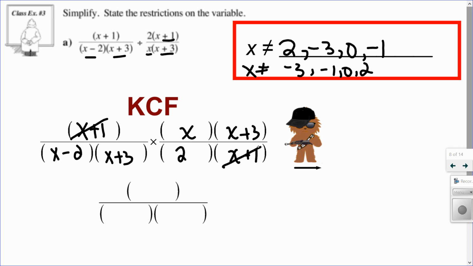X plus 1, x plus 1, x plus 3, x plus 3. It looks like that's it. So I'm left with x over 2 times x minus 2. And that would be my final answer with my restrictions.